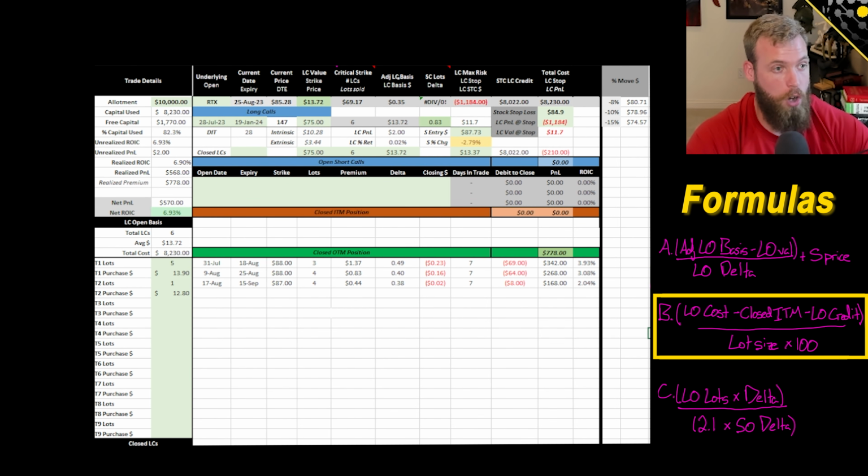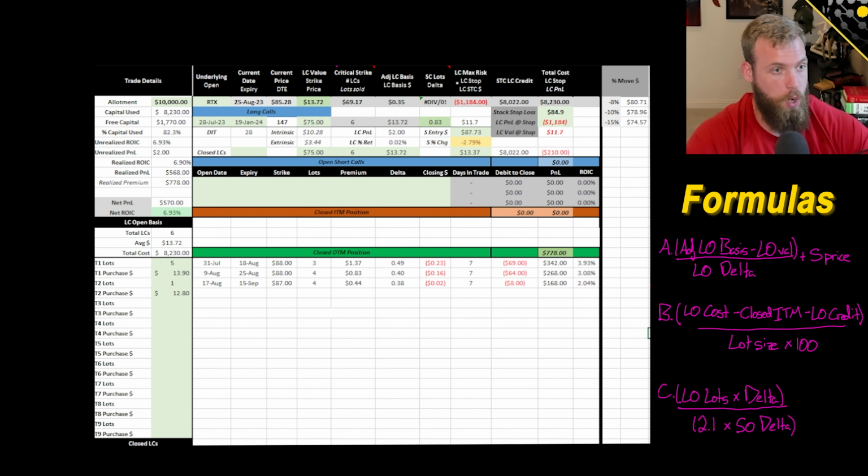The adjusted long call basis is exactly what we feed into the critical strike. As you can tell, the long call basis takes a look at how much our costs were for the long options, the closed in the money short options, and then any closed long options to cover the cost of the short options that were in the money and we had to cover. So this just keeps pretty close tracking of what the basis is as, again, the trade evolves.